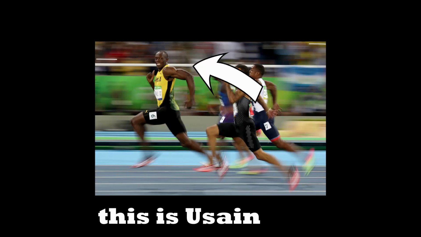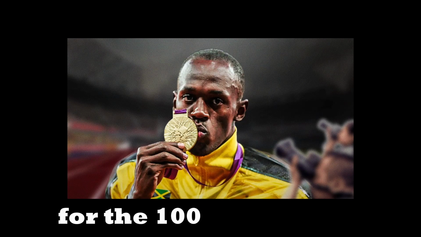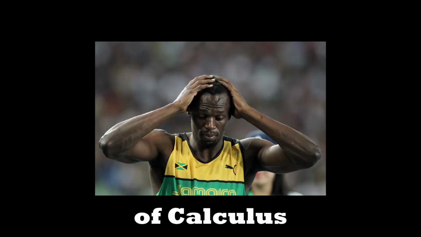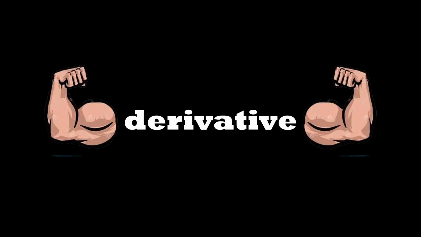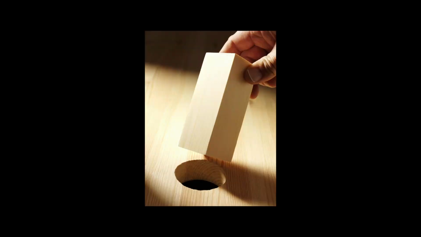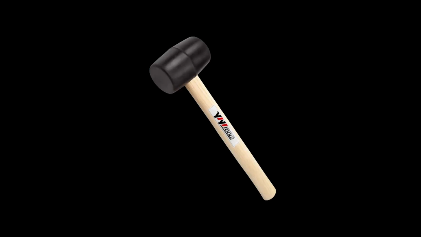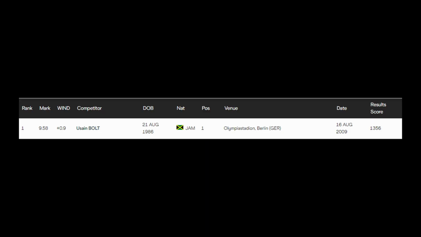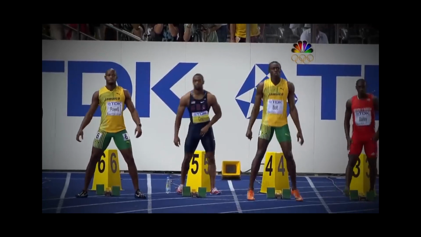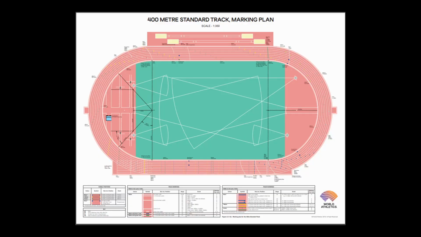This is Usain Bolt, the record holder for the 100-meter dash and a victim of calculus. Derivatives are powerful since they can solve real-world problems with just simple tools. For instance, to find Bolt's acceleration in his world record run, all we would need is a video of his sprint and a map of the track he ran on.